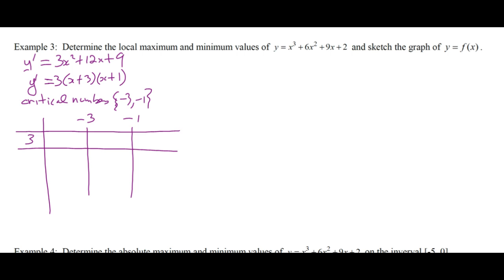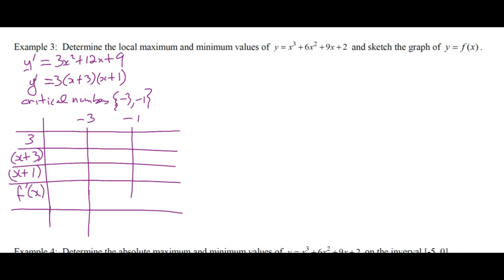Okay. And of course, do you really need to? Yes and no. You could actually just write 3 times x plus 3 as a factor. But let's put the 3 in. And let's put an x plus 3 in. And let's put an x plus 1 in. And then that's going to give us the sign of f prime of x, which is then going to tell us about f of x.